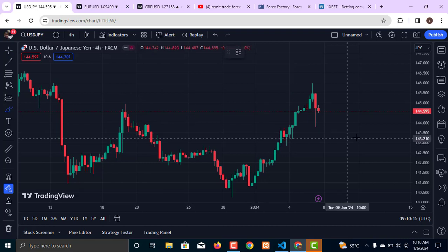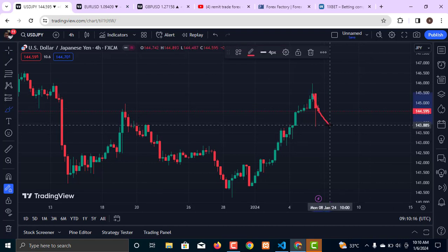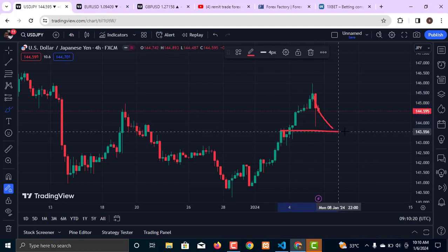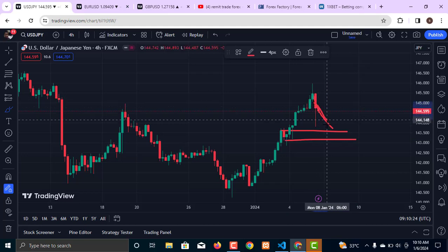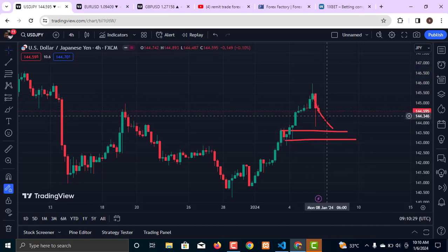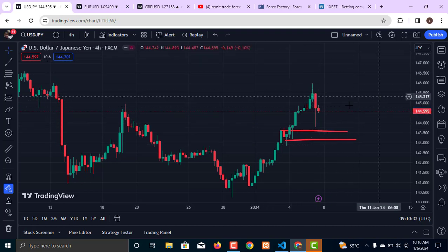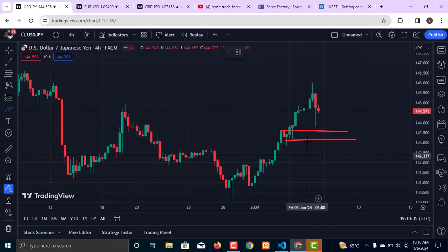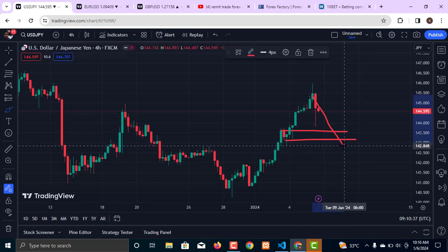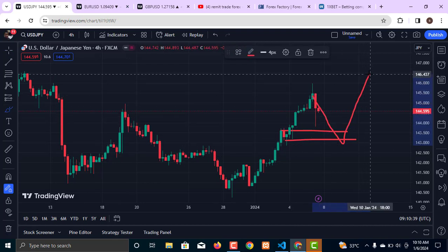So the market is still going to come back down a little bit into this very point of resistance and this very level of support right here before the market will then go back to the upside. So we need a little bit of correction on USDJPY right now before continuation in the market. So what that means is after the correction or retracement, the market is going to move upward.